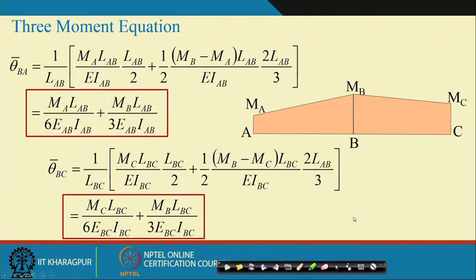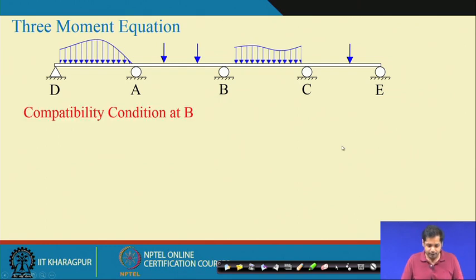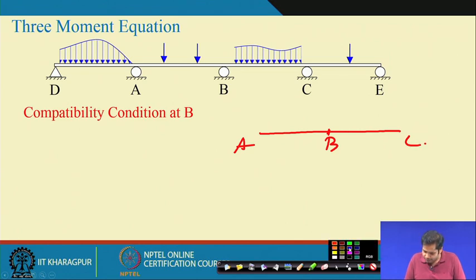Now, these are theta B and theta BC. What is the compatibility in this case? You see, the compatibility condition will be, suppose we take any continuous beam, say this is A, this is B and this is C, and suppose the deformed shape of this structure is something like this.